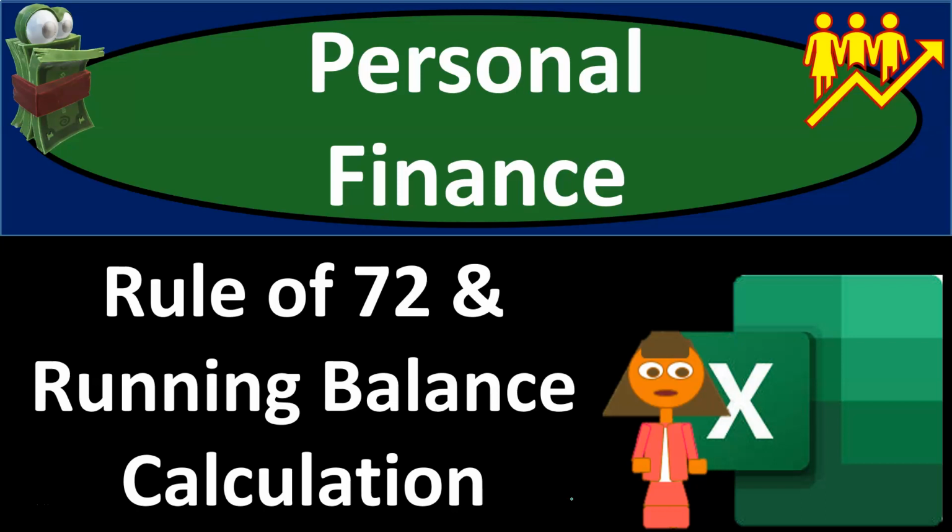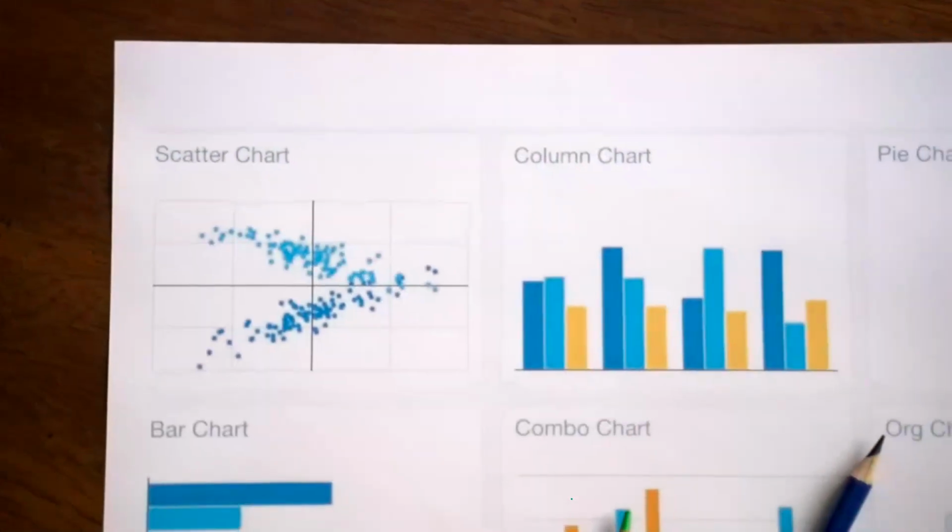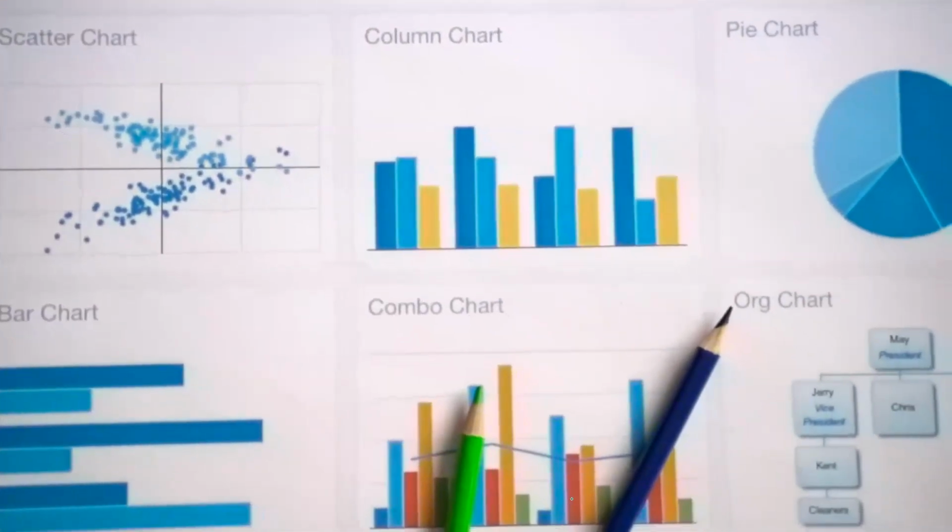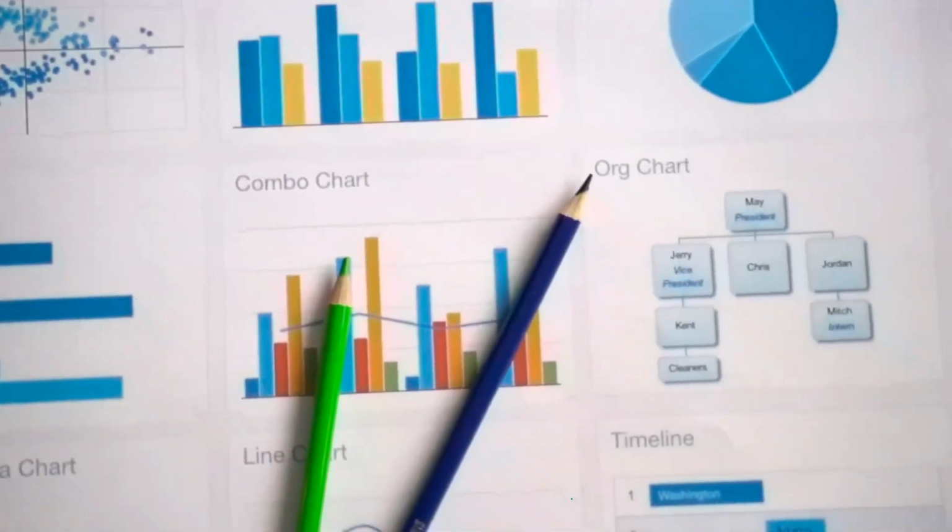Personal finance practice problem using Excel. Rule of 72 and running balance calculation. Get ready to pursue personal financial fitness by practicing personal finance.